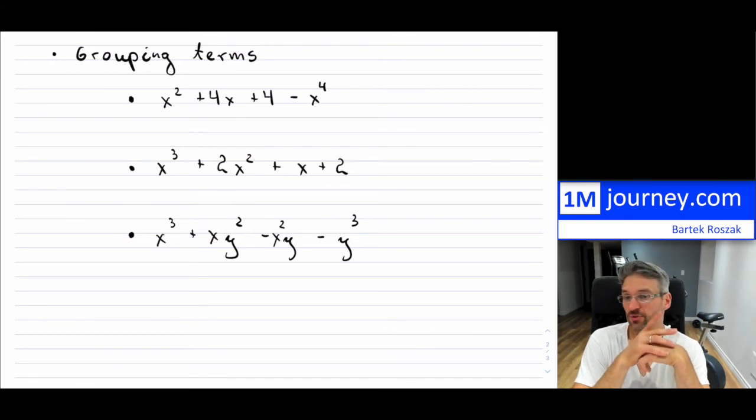So here I have 3 examples and I just want to show you what we mean by grouping because they're not standard. I don't have a quadratic here in any of the cases. Sometimes, in the last one, I have 2 variables.